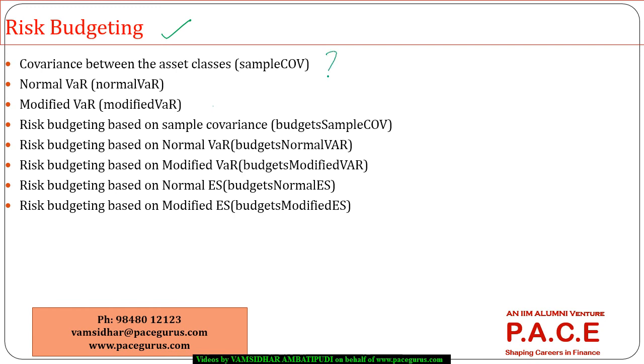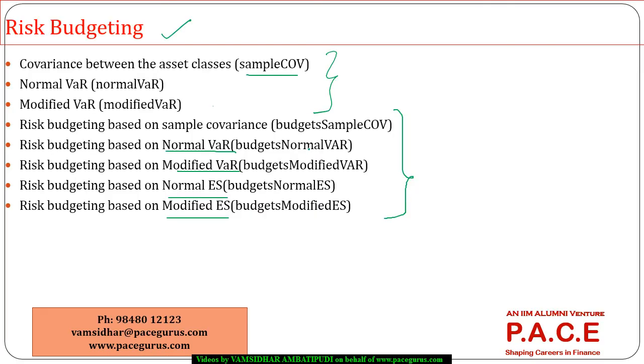So for doing that, we first have a few calculations that we have done earlier as well, where the VAR and the expected shortfall, etc. of the portfolio are computed. Or I can also compute the sample covariance, and the budgeting can very well be done based on either sample covariance, or the normal assumption of VAR, or a non-normal assumption of VAR, which is coming out as a modified VAR, or a normal assumption of expected shortfall, or a modified assumption of expected shortfall.